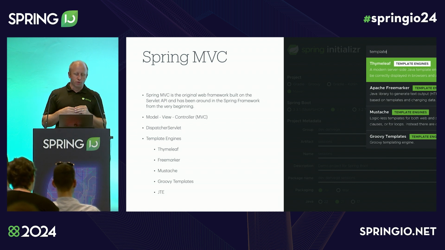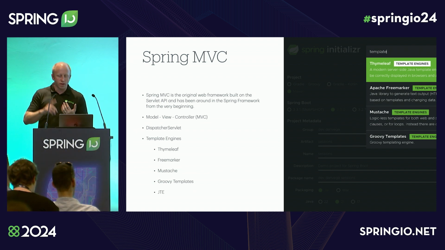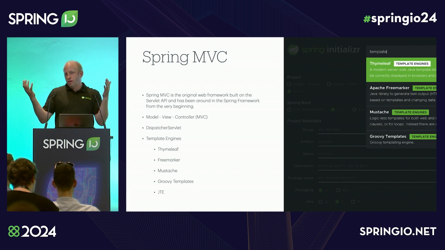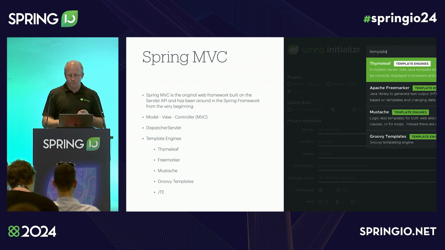If you go to the Spring Initializr, there's four included, I believe. I don't know if there's any more than that, but Thymeleaf is there, FreeMarker, Mustache, and Groovy Templates. I know another one Thomas is a very big fan of is JTE. That's not included in there, but you can still use other template technologies as well.